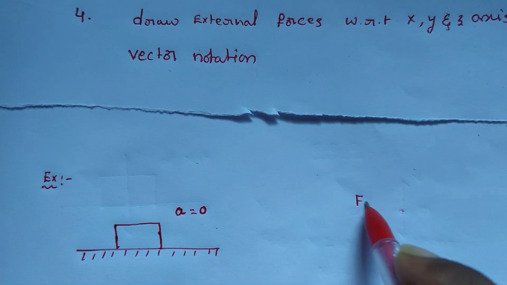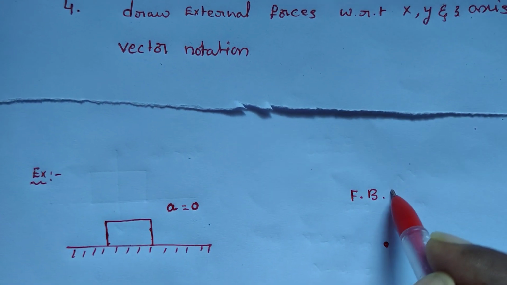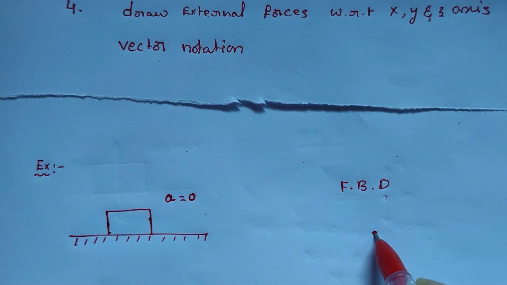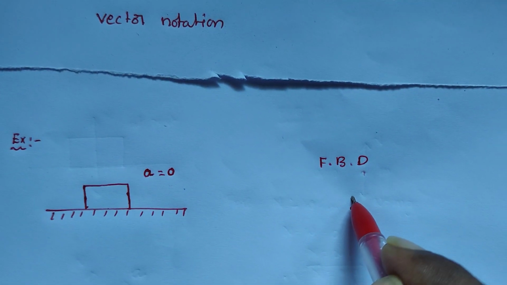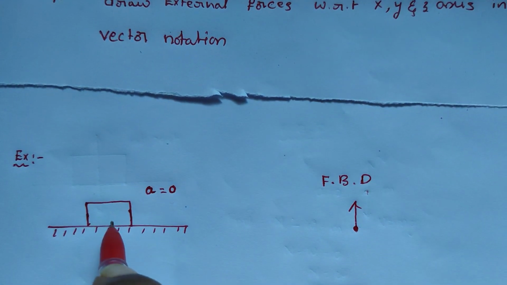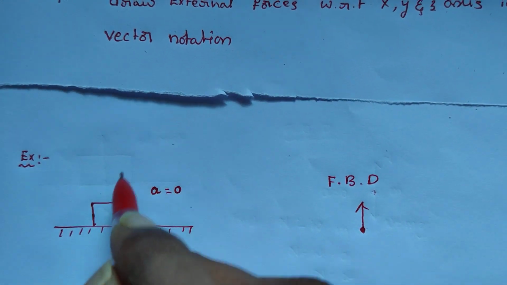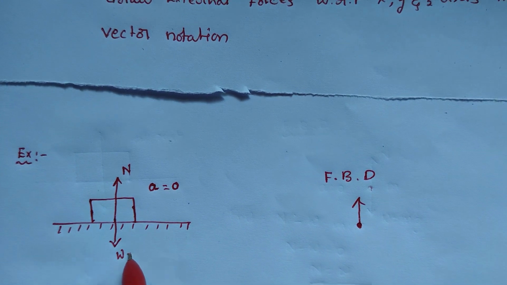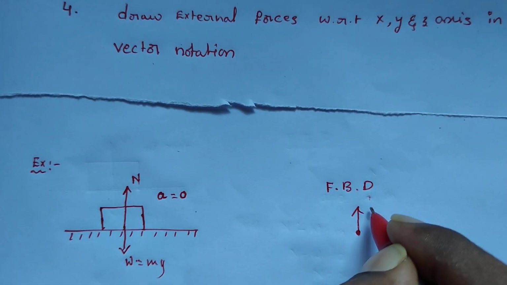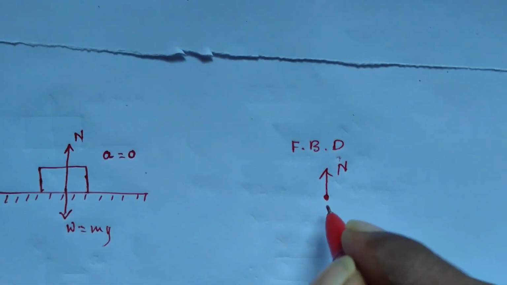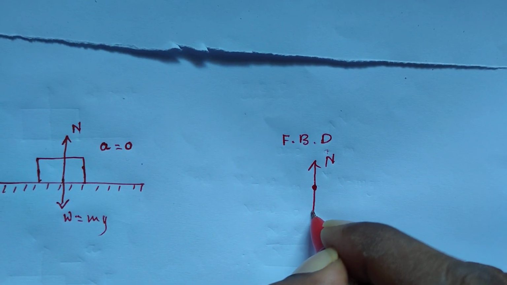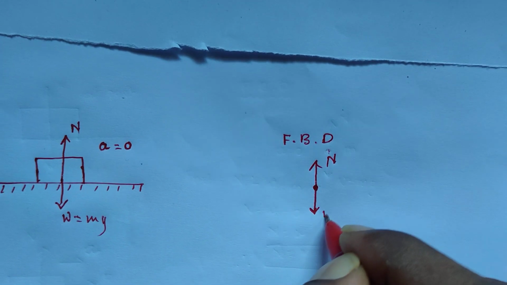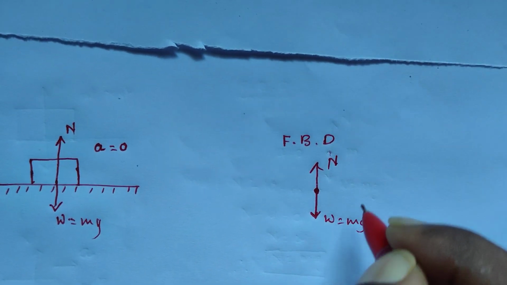Free body diagram for this body: point mass. Now represent how many forces are acting. Two forces, one normal and another one the weight of the body, W equal to mg. The normal force acts in the vertically upward direction. The weight of the body acts in the vertically downward direction. So W equal to mg.